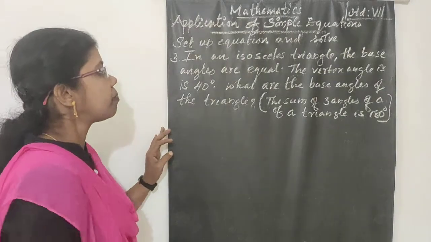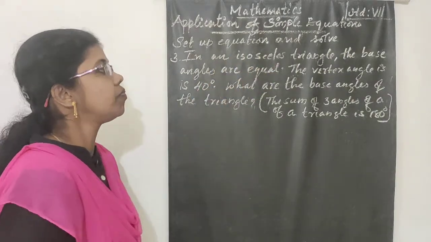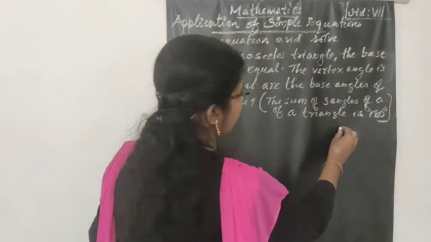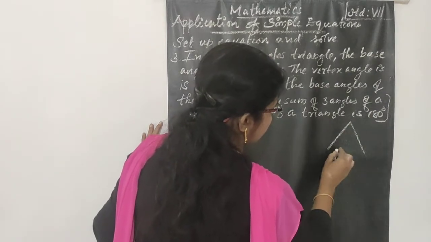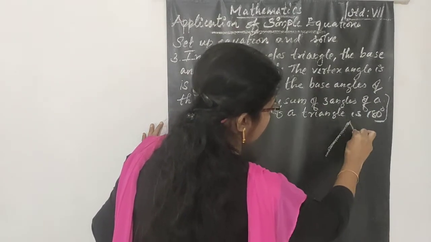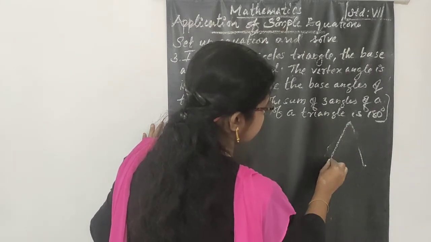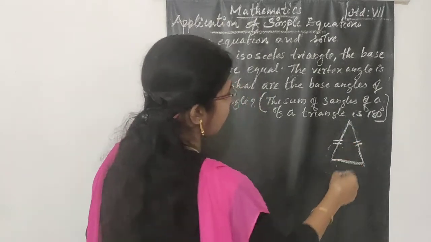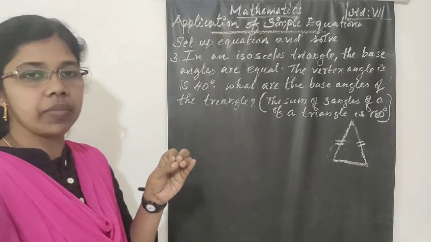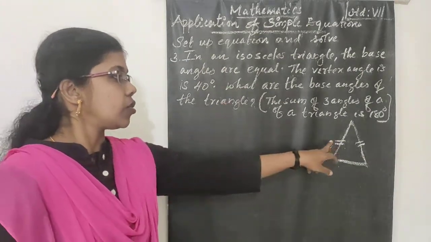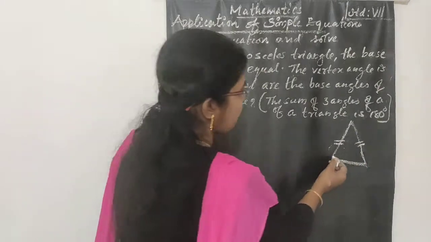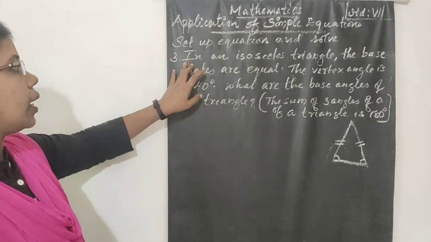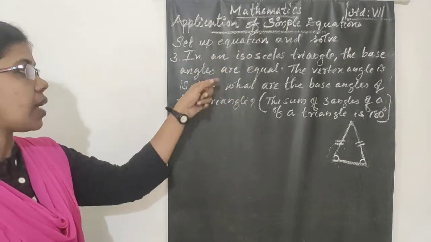Next, question number 3. In an isosceles triangle, the base angles are equal. What is an isosceles triangle? Two sides have equal length. This is one isosceles triangle. These two sides are equal. In an isosceles triangle, two sides have equal length and the base angles are also equal.